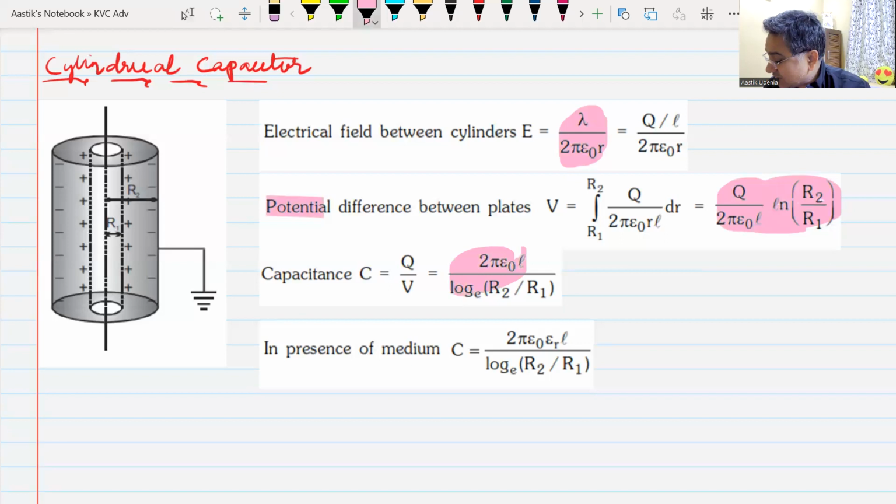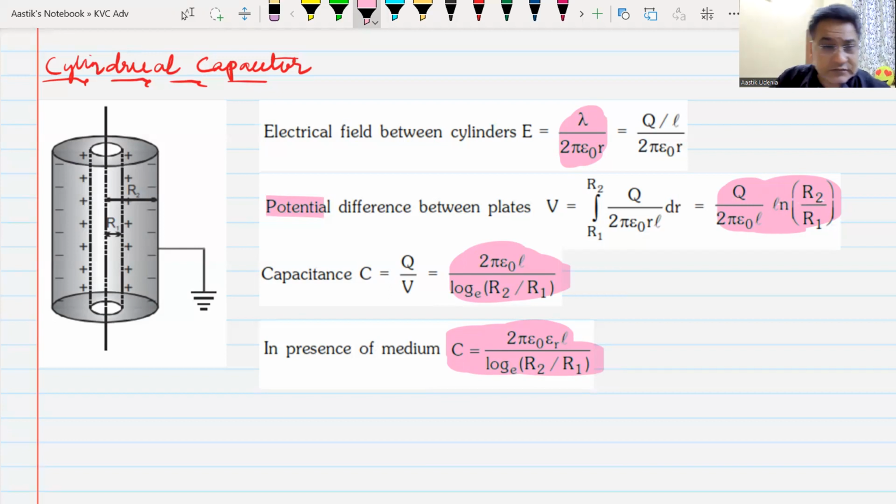The capacitance of this system will be given by this formula if it is surrounded by a medium of dielectric constant K. When I say surrounded, I mean between the inner and the outer cylinder, because the entire electric field is confined between the plates of the capacitor. Do we understand this? Yes, sir. 2 minutes, note this down.